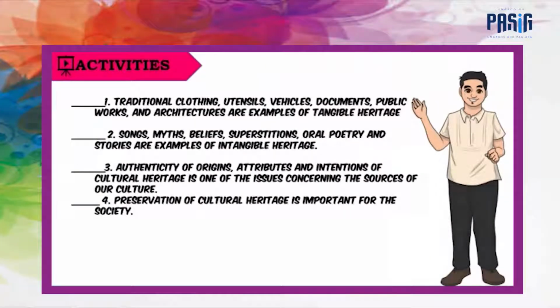1. Traditional clothing, utensils, vehicles, documents, public works, and architecture are examples of tangible heritage. 2. Songs, myths, beliefs, superstition, oral poetry, and stories are examples of intangible heritage. 3. Authenticity of origins, attributes, and intention of cultural heritage is one of the issues concerning the sources of our culture. And number 4. Preservation of cultural heritage is important for the society.